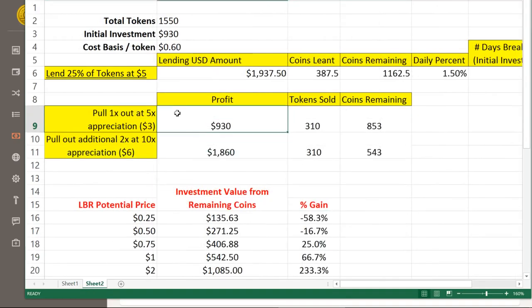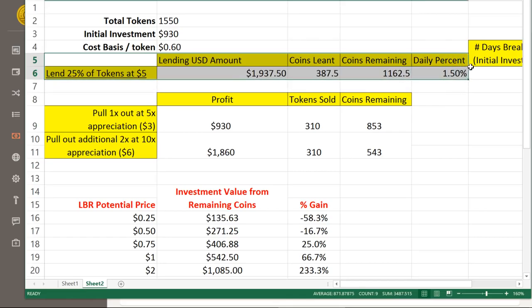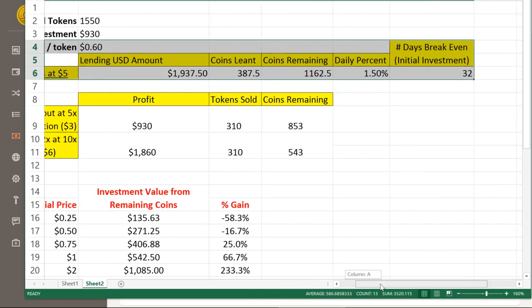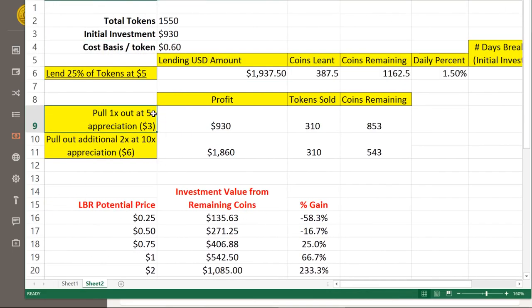So here's our backup plan. Again, same information at the top. All I did was switch tabs here, if you're watching, trying to figure out what I'm doing. Got my initial token amount, initial investment, cost basis, everything from the previous tab. Got this investment, this lending amount that we talked about. I'm not going to go through that again. We're going to try and pull out 1x at least a 5x appreciation.